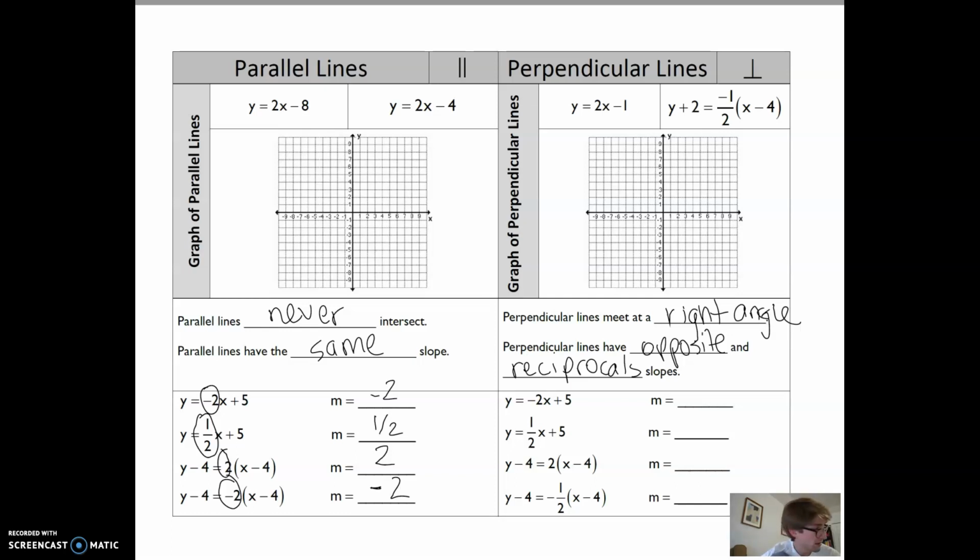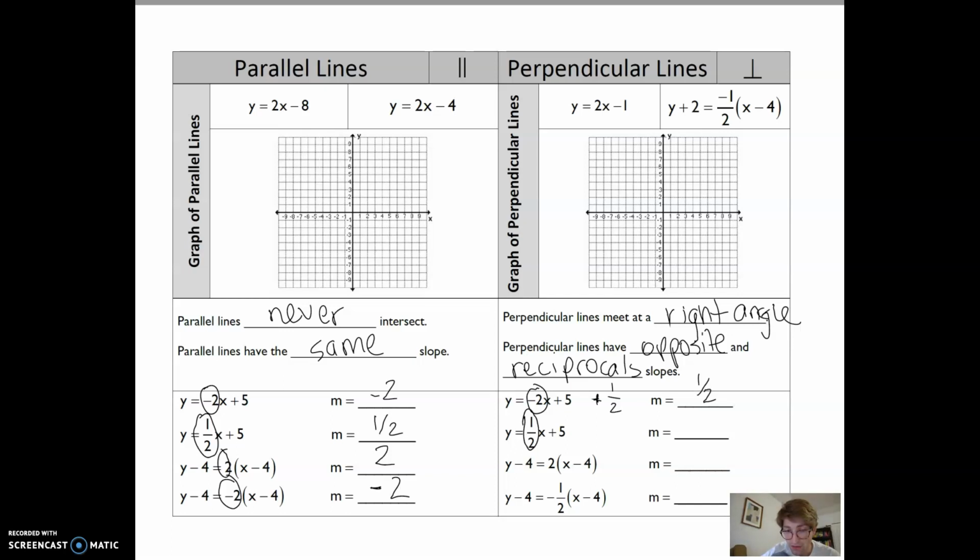Over here on the perpendicular part, opposite reciprocals. So when we see the slope is negative 2, we have to take the opposite, so that would be positive. We take the reciprocal, flip it over, that's 1 over 2. So our slope for a perpendicular line will be 1/2.